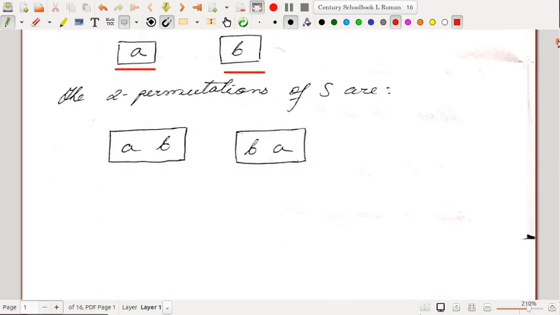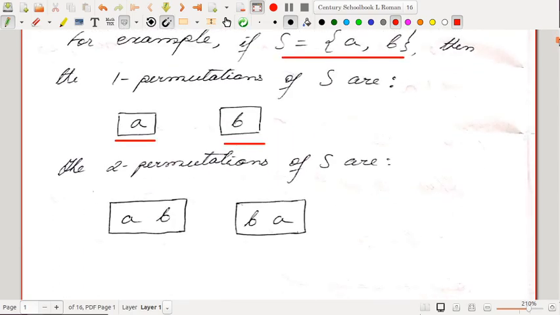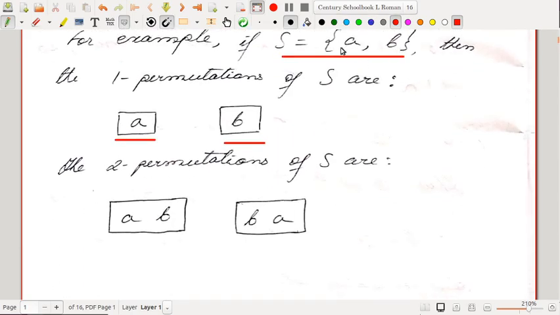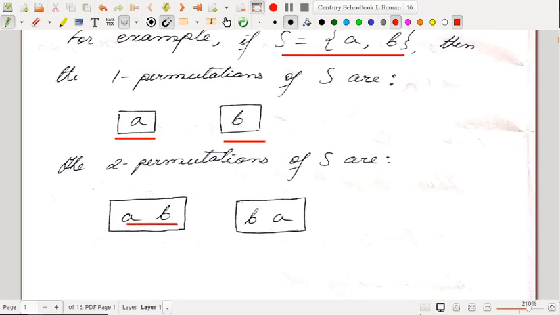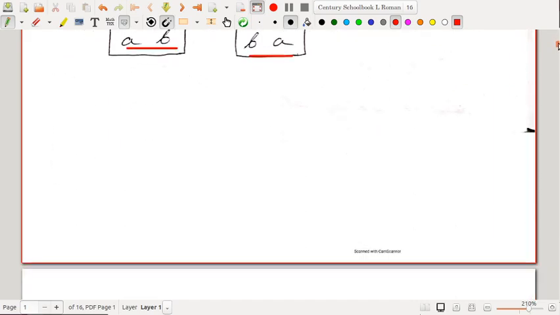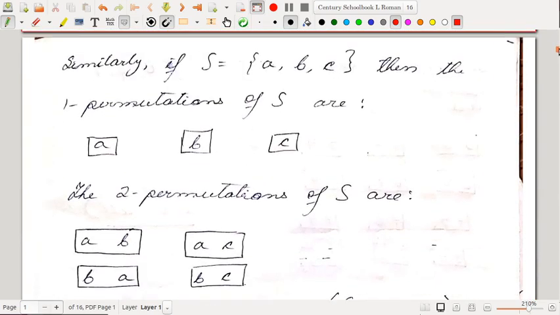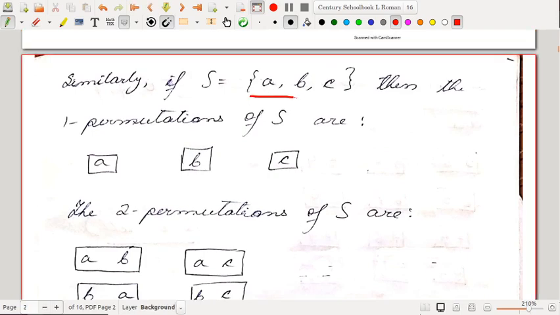The two-permutations of this set: we should take two elements from this set. If we take A and B, this is one arrangement and BA is another arrangement. So these are the only possible two-permutations of this set. Similarly, if we have the set ABC of three objects, then the one-permutations of S are A, B and C. We are taking one at a time.